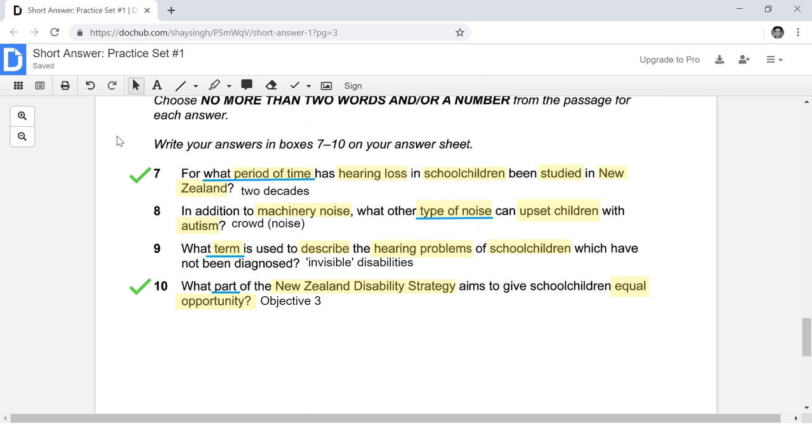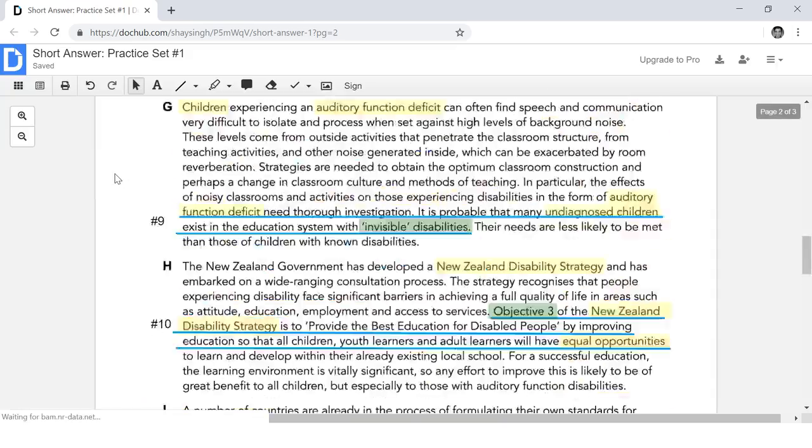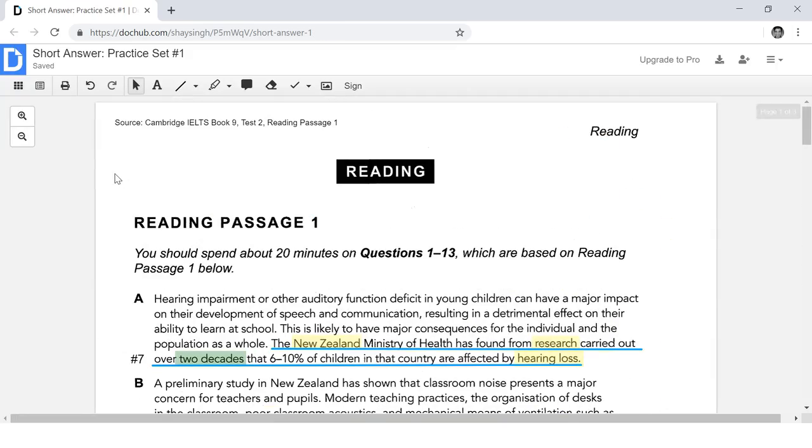And we are done. Congrats. We are finished with this short answer practice set number 1. And in the next video, I want to take you through another practice question. So in this video, we looked at how to answer short answer questions from reading passage number 1. This was a relatively easier question set. In the next video, I want to show you a question set from passage number 3, which is going to be a little bit trickier. So stay tuned for that, and I'll see you in the next one.